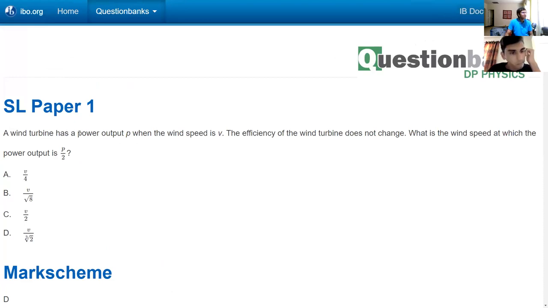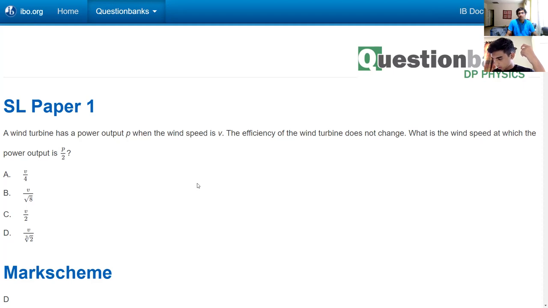All right. So anyways, a wind turbine has power output P when the wind speed is V. The efficiency of the wind turbine does not change. What is the wind speed at which the power output is P over 2? So power is proportional to velocity cubed, right? Yes, because it's 1/2 density times area, which is pi r squared of the wind turbine, and then V cubed. So then if power is half, that would mean that V cubed would need to halve. So V cubed over 1/2 is the same as V over cube root of 2, cubed. Right?